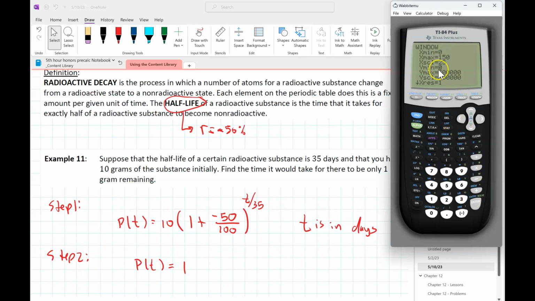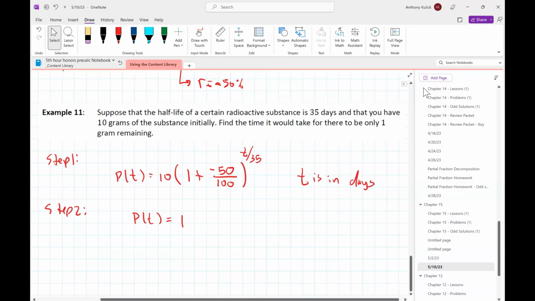Now the Y scale is really easy. Since it's decay, I know eventually it's going down to 0, so the Y min will always be 0. And the Y max is just going to be the initial amount, because that's the biggest it's ever going to be. So just 0 to 10 on the y's. Those should be easy to set, since we know we have a lower bound to the function and we have a starting point. So there's my function and my intersection. So second, trace, choose the intersect command, enter 3 times, and I get about 116.3 days.